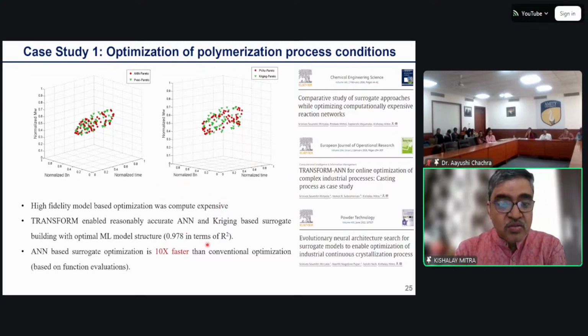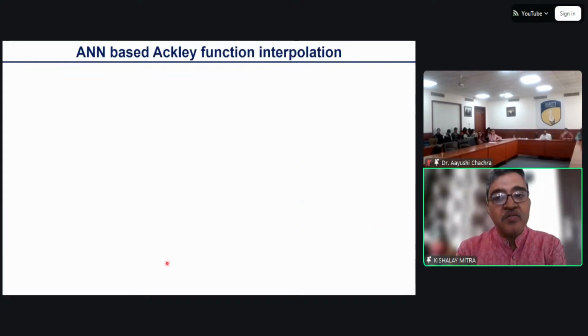in reputed journals. So in this work what I could show is that, as compared to the high fidelity polymerization model, if it is used with an optimizer, then it used to take 15 days of time, whereas we could propose this ANN based optimization, or machine learning based optimization, which could make it 10 times faster.